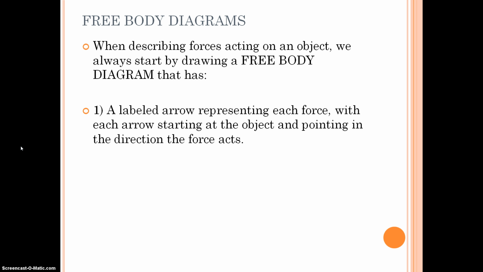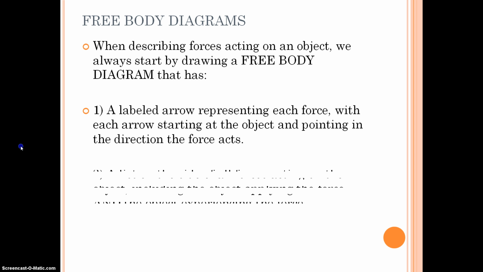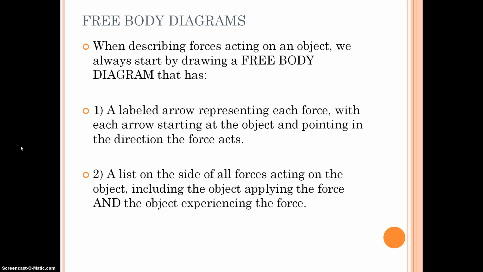So the first thing you're going to do with this free body diagram is draw a labeled arrow representing each force, with each arrow starting at the object and pointing in the direction the force acts. The second thing, you're also going to make a list on the side of all the forces acting on the object. You're always going to list the object applying the force and the object experiencing the force. So you have a picture and a small list near the picture of everything that's going on.